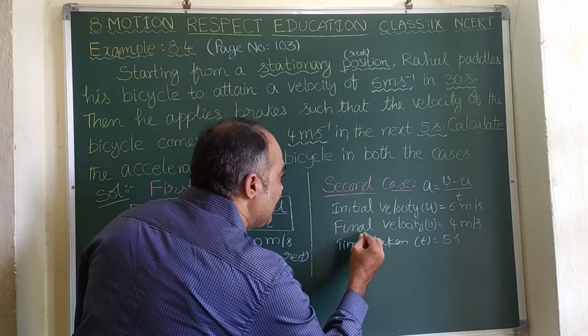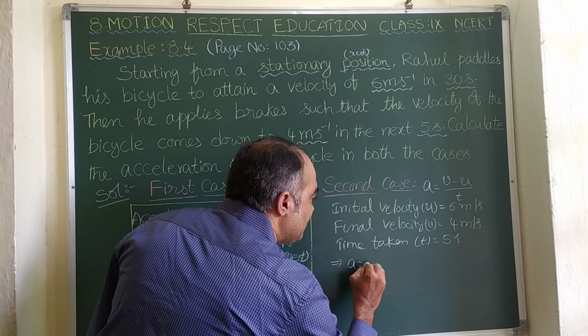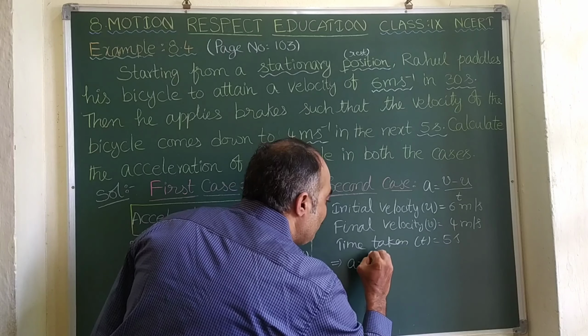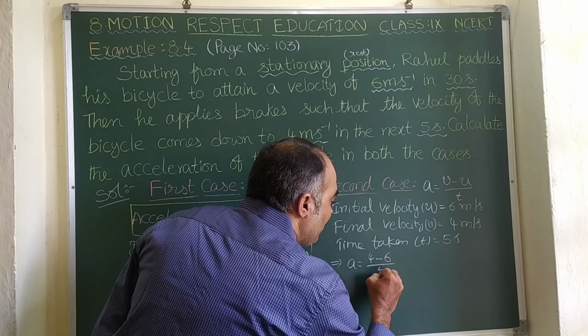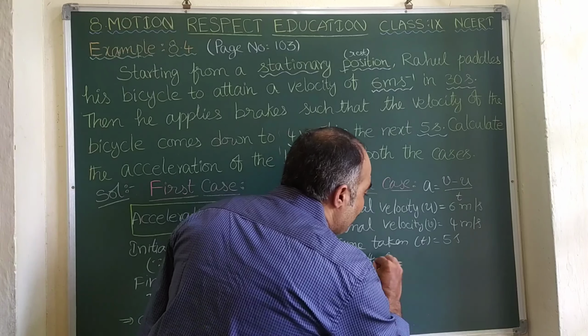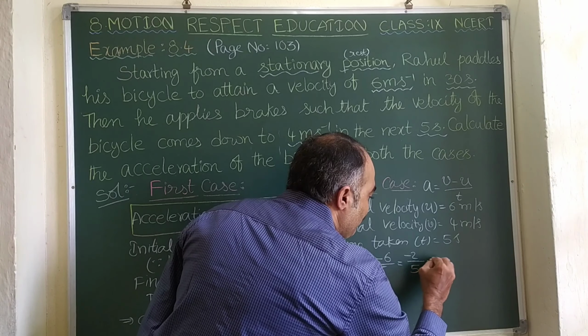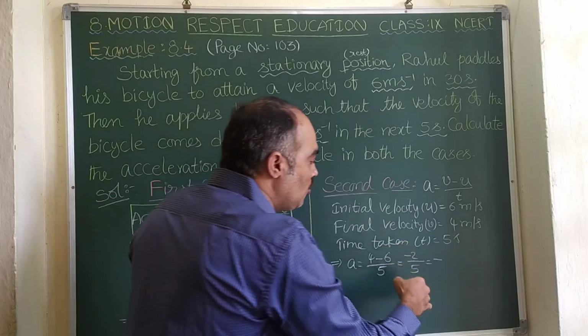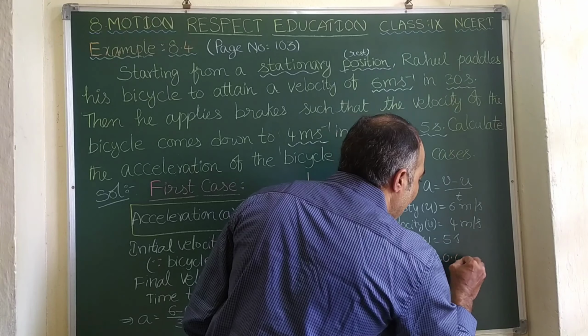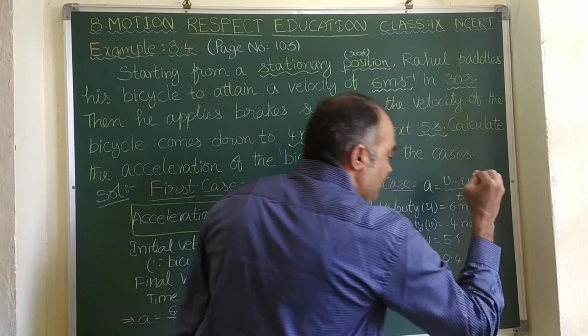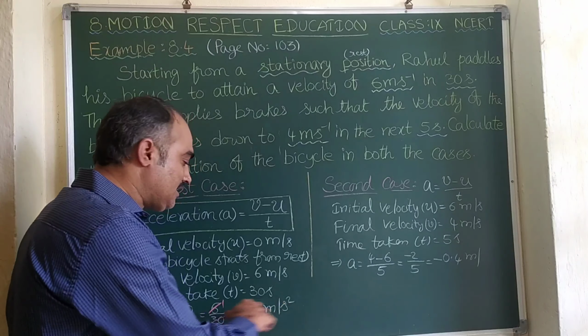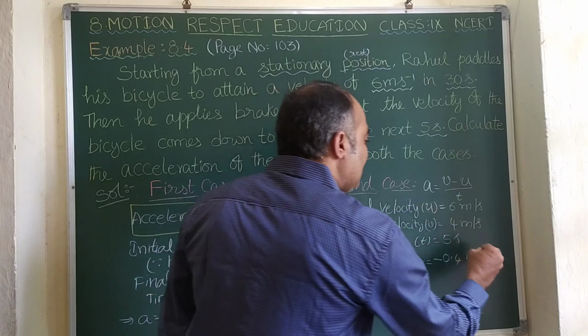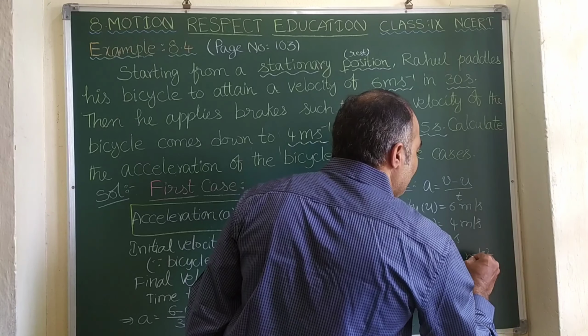In this case, let us find the acceleration. Now acceleration is v minus u by t. v is 4, minus u is 6, by t is 5. On simplification, 4 minus 6 is minus 2, by 5. So let us write the minus as it is. 2 by 5 means 0.4 meter per second square. This is also acceleration, meter per second square only.